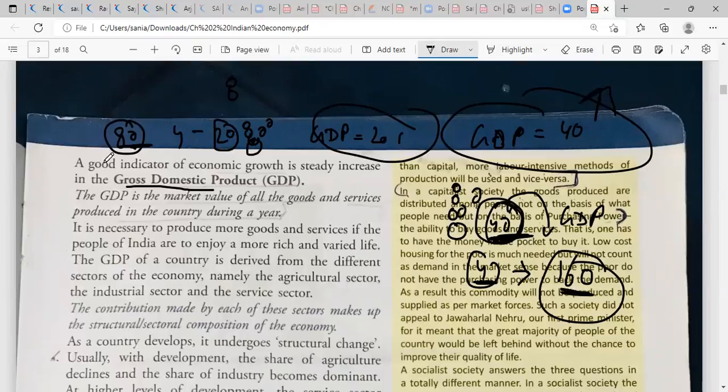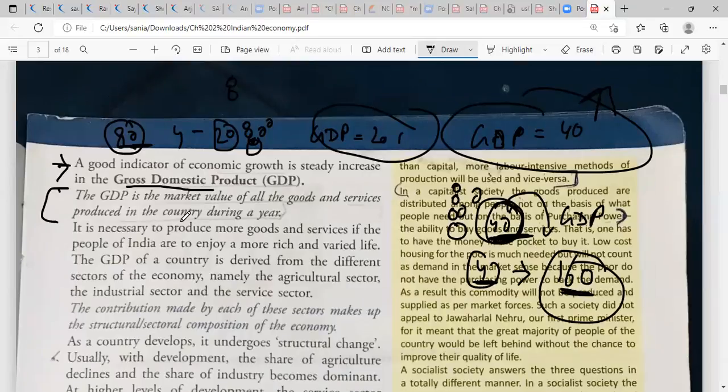Clear? Yes, ma'am. So second point, after that you will just give it a line and you will say a good indicator of economic growth. How you will get to know that there is an economic growth? By comparing, if there is an increase in GDP, then you can say there is an economic growth. Then you will write in bracket GDP definition.